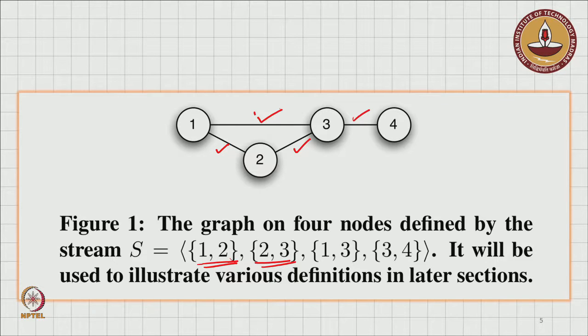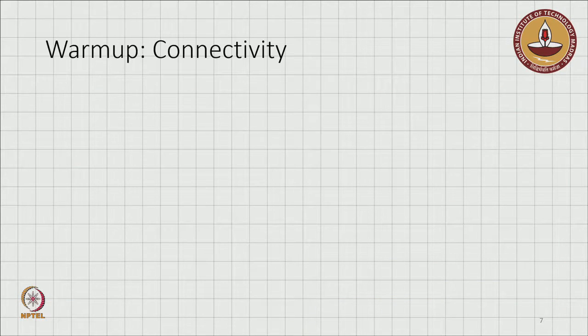But there is no reason why we should get it in this particular order. We could have also gotten it in a completely different order. For example, the first edge could have been 3, 4, then the second edge 1, 2, then the third edge 1, 3, and then 2, 3 at the very end. So we're not making any assumption about the order in which we receive the edges, but we receive them one after another, and with that we have to answer some questions. Without further ado, let's start with a very basic question of connectivity.